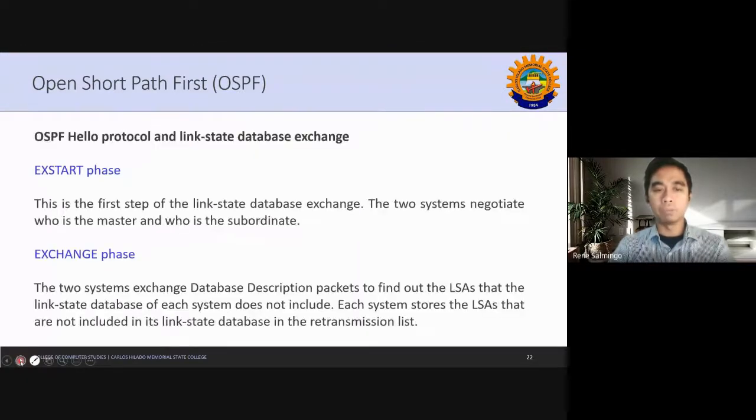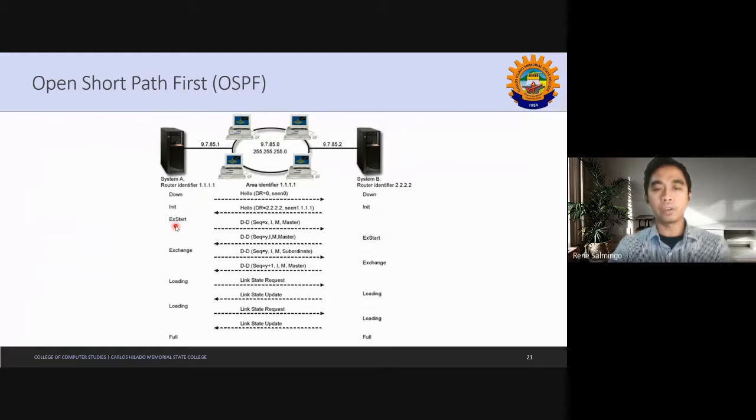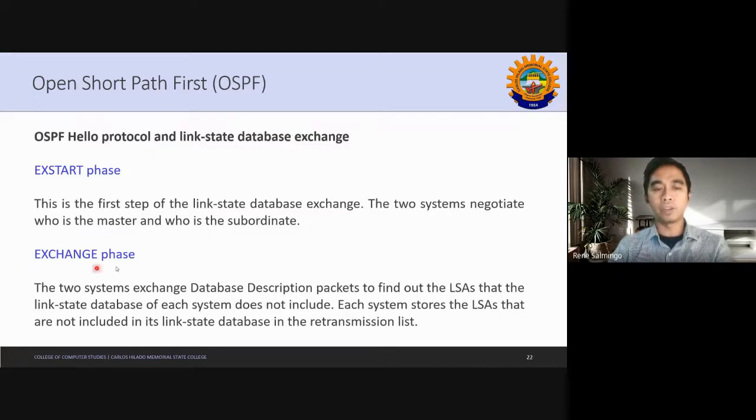So what do we mean by X-start phase? This is the first step of the link state database exchange. So two systems negotiate who is the master and who will be the subordinate. And it's like you are the leader and who will be the member.